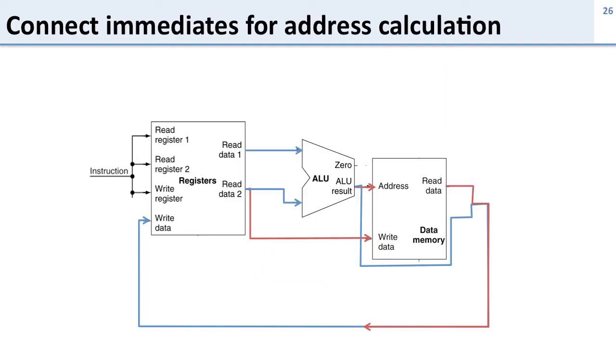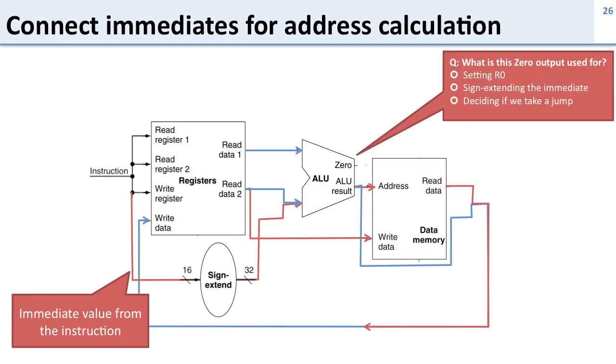Now how do we get immediates in here? Because remember, when we do address calculations, we're adding a register and an immediate value. So we need our sign extension logic in here, and the input to the sign extension comes from the instruction. So remember, that immediate field is in the instruction. We're going to sign extend it and then put it into the ALU. So this is how we get immediates into the ALU.